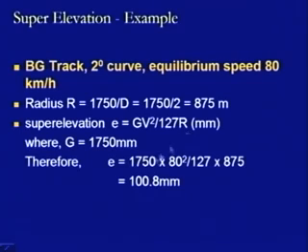Putting the values in this equation, what we get is 1750 multiplied by, in this case the V is in kilometers per hour, so a square of 80, divided by 127 multiplied with the radius 875, and the value of E which we are getting is 100.8 mm. So, this is the amount of distance by which the level of the outer rail has to be raised with respect to the level of the inner rail, or we can say it is 10.08 centimeters. So, by this much value it is to be raised if we have to keep the speed as 80 kilometers per hour.